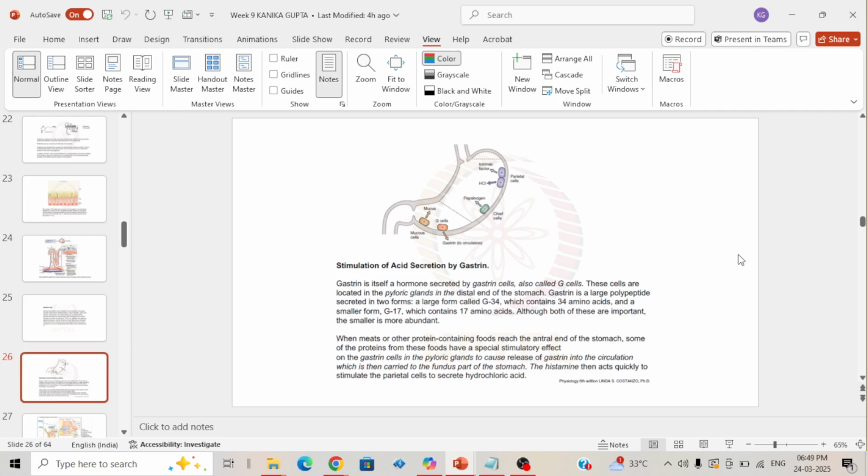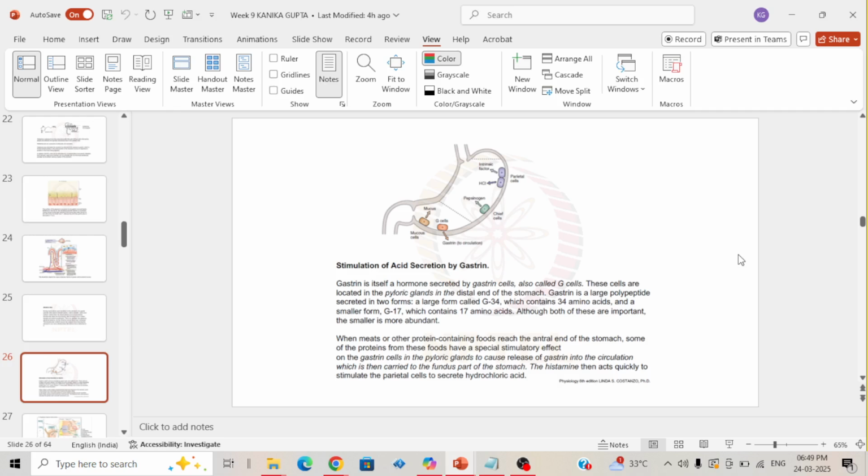Although both of these are important, the smaller one is more abundant. ठीक है, तो ये होता क्या है कि basically gastrin cells in the pylori glands cause release of gastrin into the circulation, which is then carried to the fundus part of the stomach. The histamine then acts quickly to stimulate the parietal cells to secrete what, HCl.